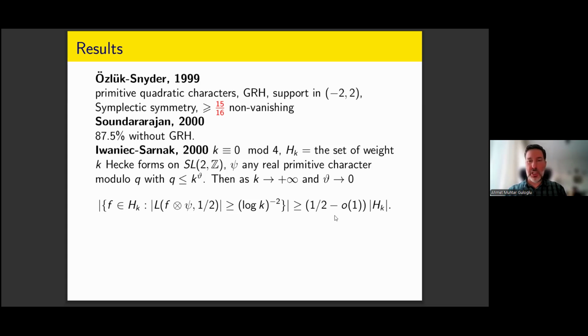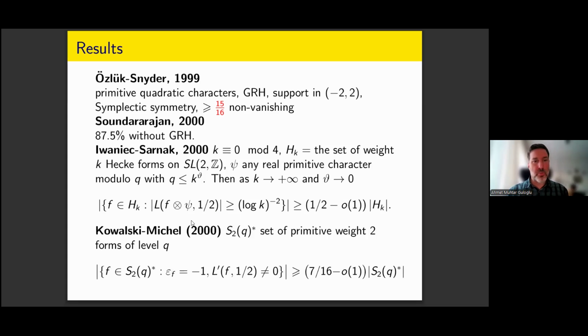And then what they say is if you can go beyond this point, 1/2, if you can get anything larger than 1/2, you're going to show that there are no Siegel zeros. So this is how this result of non-vanishing, in some sense, is related to Siegel zeros. And also Kowalski-Michel, and they get another result for a different family.